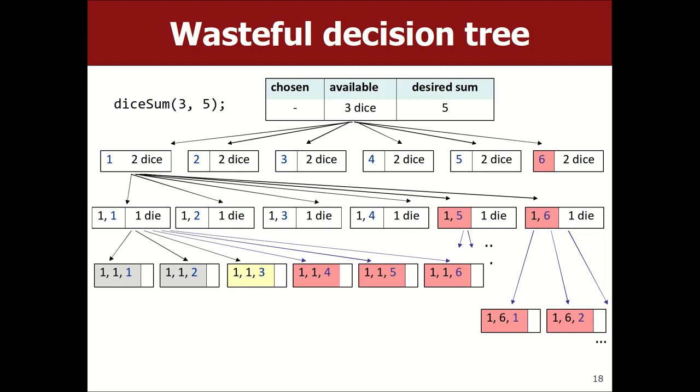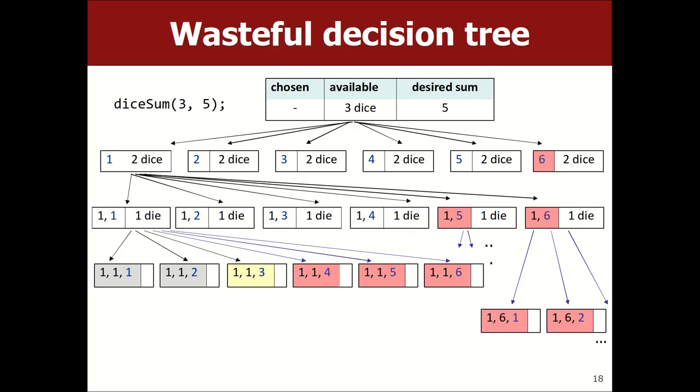3, actually, because the remaining dice have to be at least 1 also, right? So if the first die is even 4 or 5, then the remaining 2 dice at a minimum would be 1, and you get up to at least 6 or 7, something like that. So this is wasteful. It's wasting a lot of calls, okay?